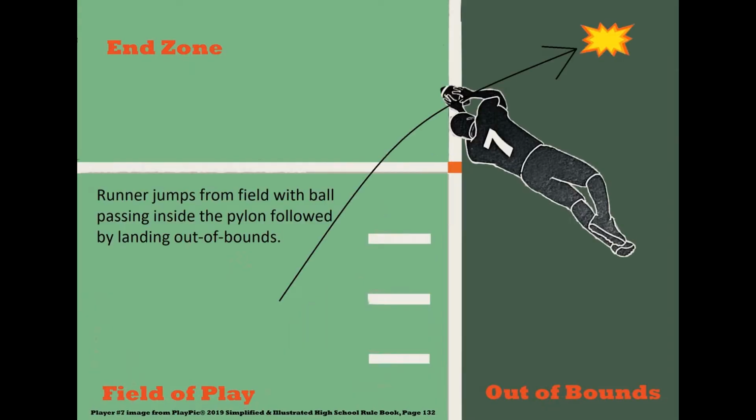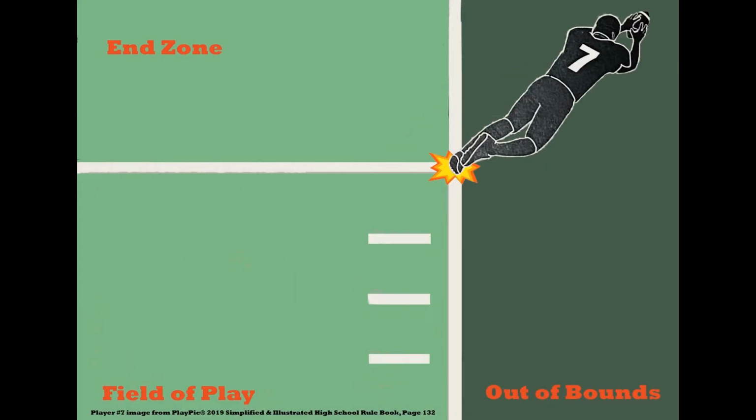Okay, let's transition into a player who dives and lands out of bounds. So you can see that this player is airborne. He went airborne before he or the ball reached the goal line. He passes over the pylon, lands out of bounds. Follow the path that black arrow shows of the ball. Because he was a runner and already in possession of the ball when he leapt from the field of play, then as long as the ball passes inside of that pylon prior to him contacting out of bounds, then it will be a touchdown.